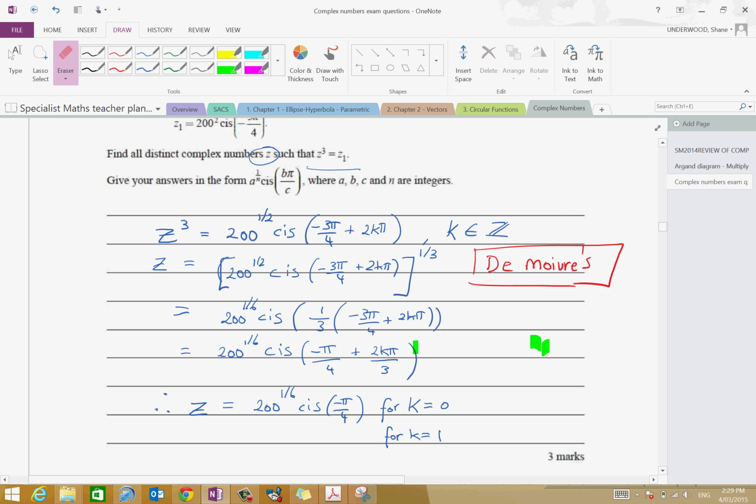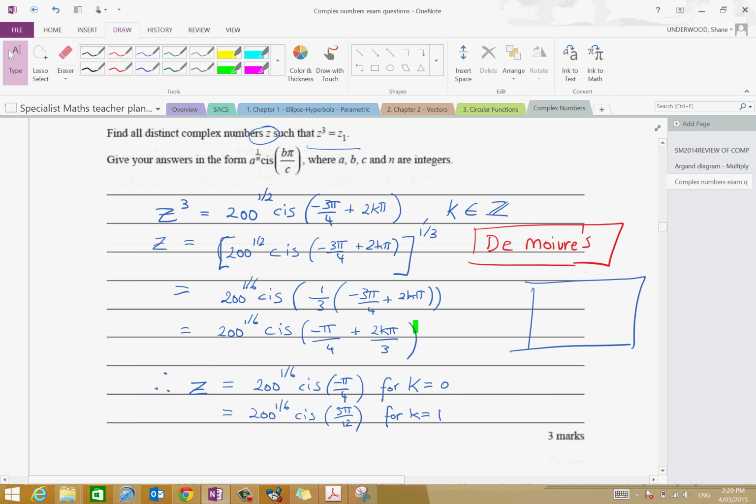So, for k is equal to 1, z is equal to 200 to the power of 1/6 cis of negative pi on 4 plus 2 pi on 3. What's that, Luke? What is it? 5 pi on 12. Be careful with your fractions. If you need to work fractions out, do it in the corner. It's not going to hurt you.